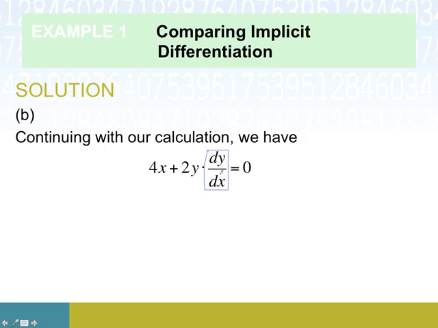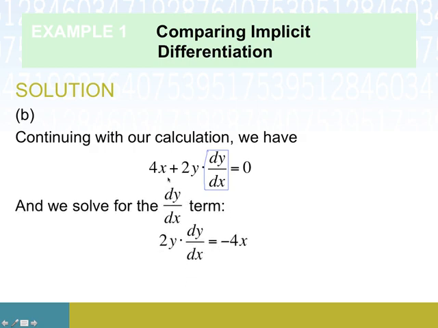But we're good at this. We do this in algebra all the time. We can subtract 4x from both sides to get 4x on the right, and then we can divide everything by 2y. So this is actually our final answer as far as implicit differentiation is concerned.